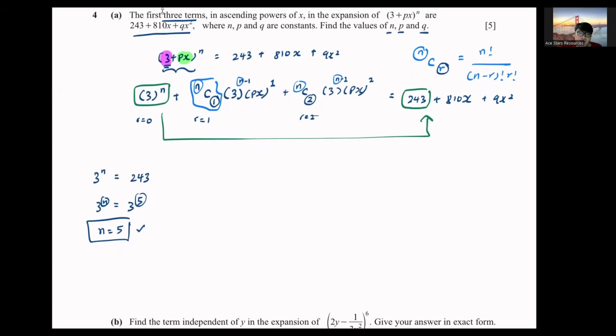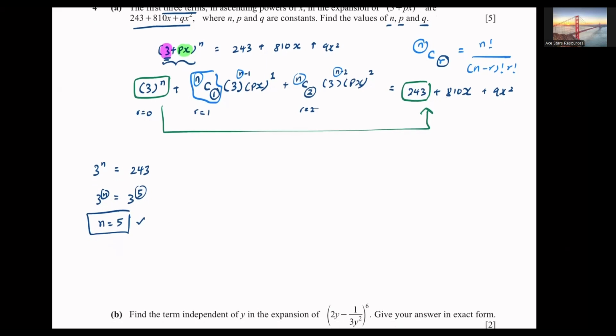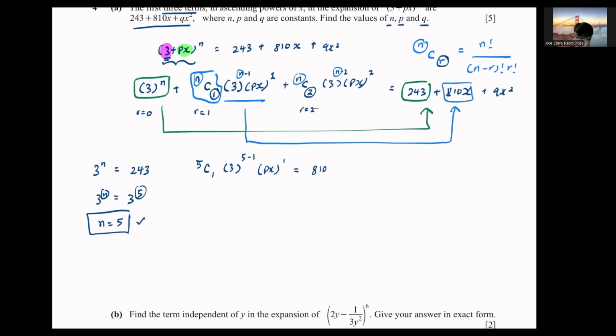Alright, it's good. So NC1, that will be the new version: 5C1 times 3^(5-1) px = ... wait, hold on a second. So this whole thing will be equal to this. It will be equal to 810x.